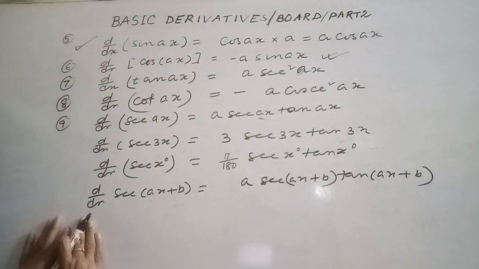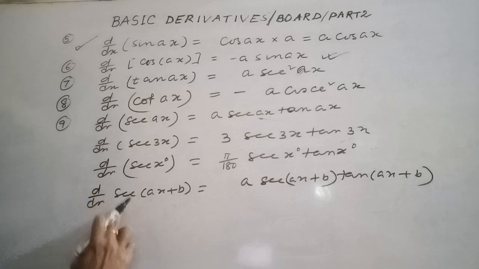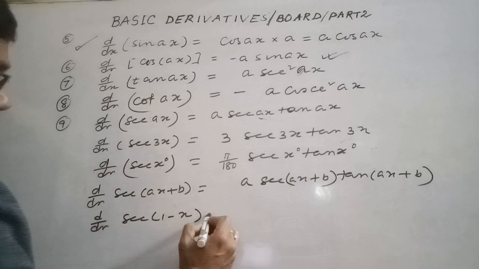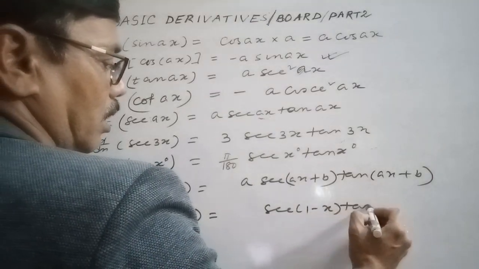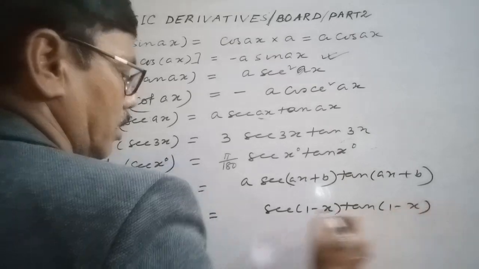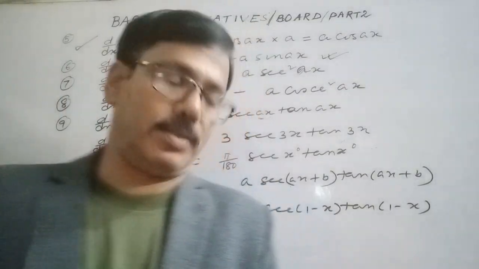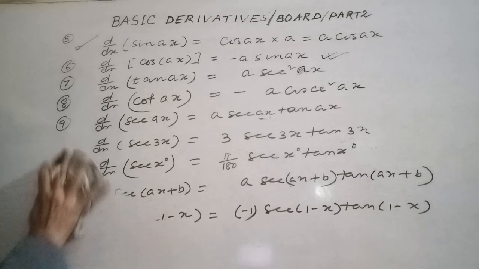So the same technique. This is linear, and the function is a trigonometric function. For sec(1 minus x), the derivative is sec(1 minus x) tan(1 minus x) into minus 1.